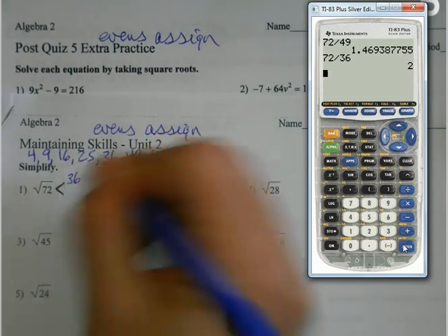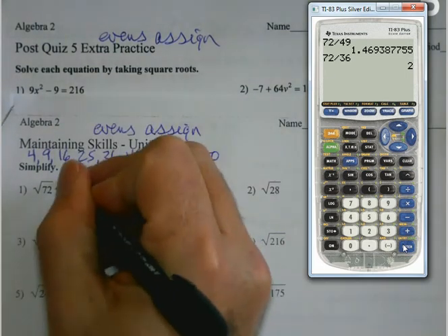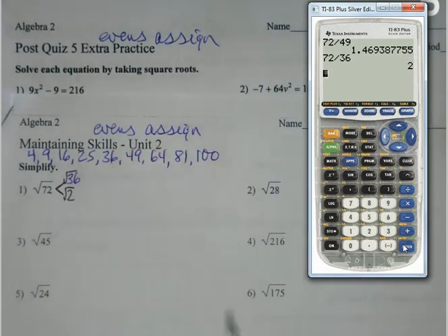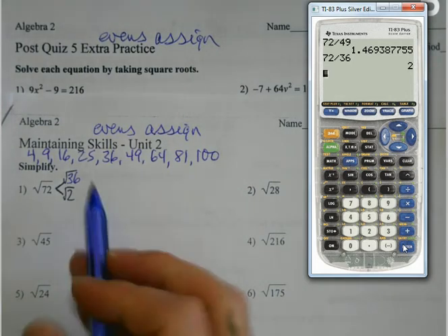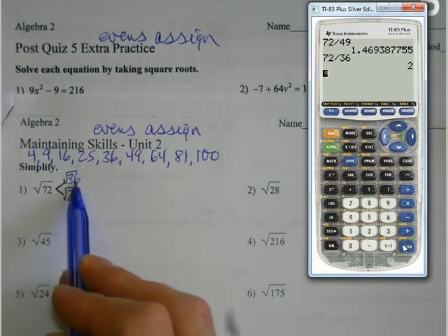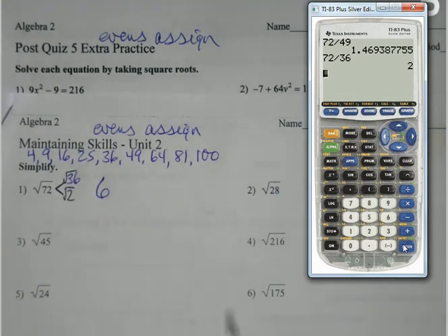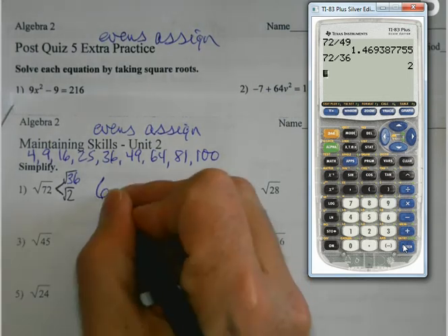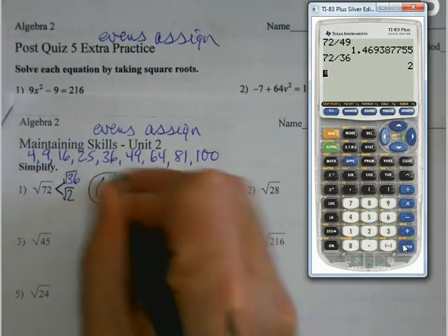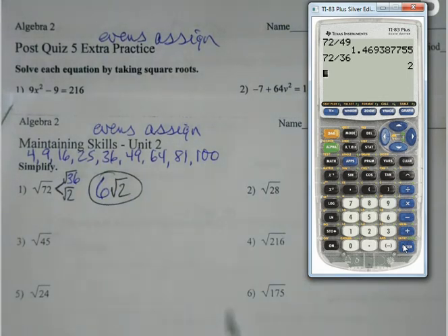So 36 and 2 multiplies up to 72, but I'm not quite done. What is the square root of 36? 6. So the perfect square gets to break down, gets to get out of radical jail. The 2 is not in the list. It has to stay under. And that's all I'm doing.